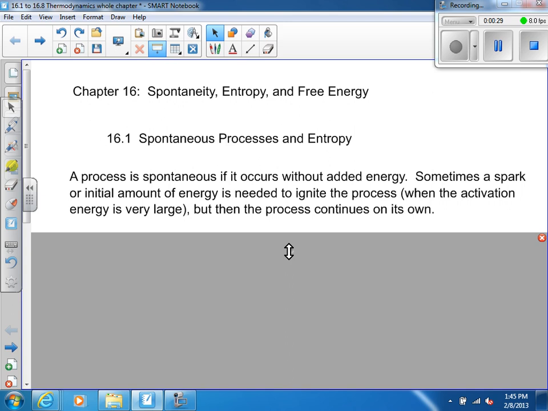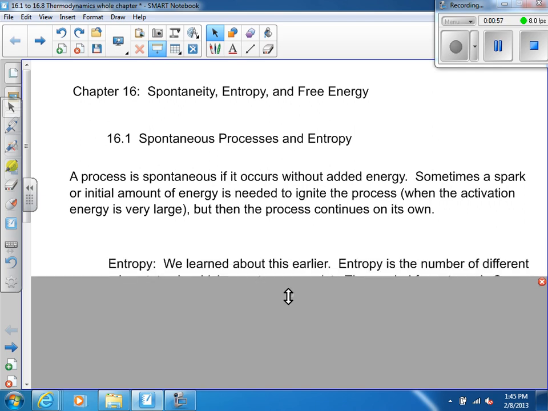So here's a definition, if you will, of a spontaneous process. This is a process that occurs without having to add energy continuously. You may sometimes need a spark to ignite the reaction or whatever process we're talking about, but then the process continues on its own. So you might need a spark, and the process could still be spontaneous, even if you need a spark to get it going.